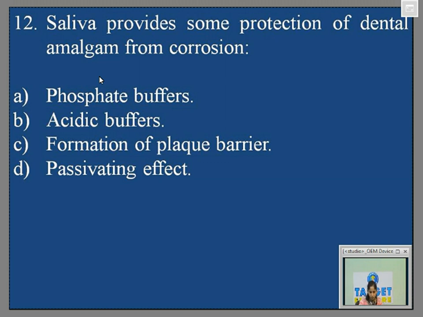The answer to the 12th question, saliva protecting dental amalgam from corrosion, is through phosphate buffers. We all know that there are phosphate buffers in saliva. So the protection that is provided by the saliva is through its phosphate buffers.